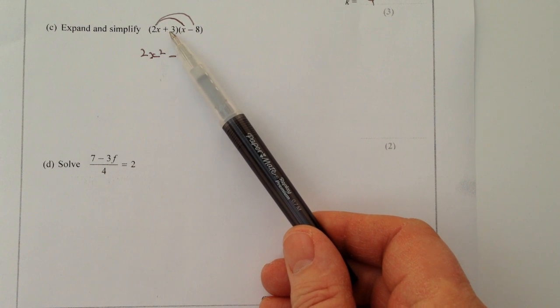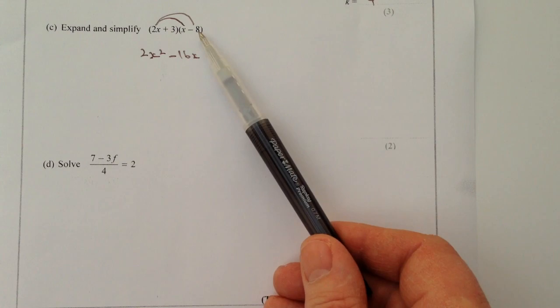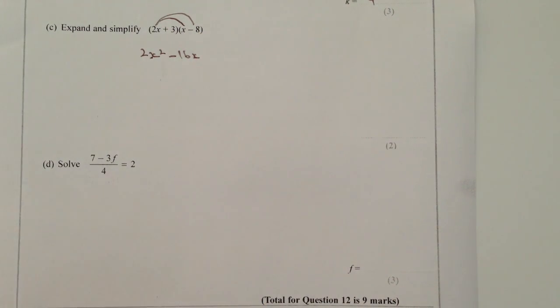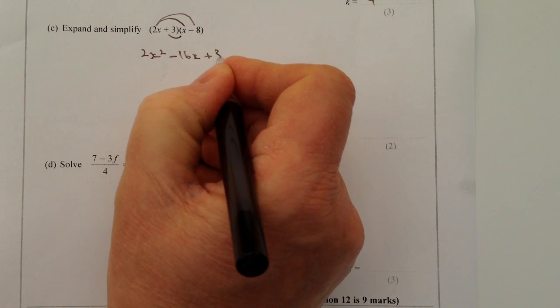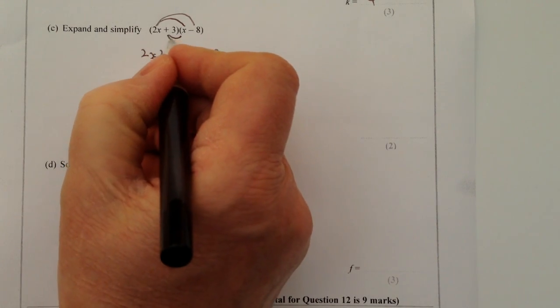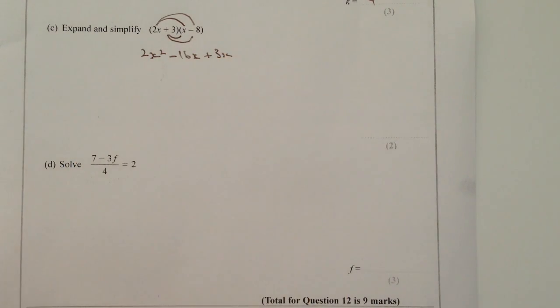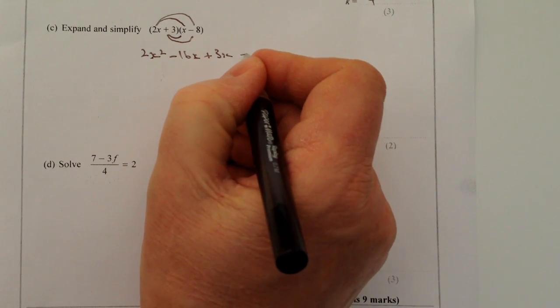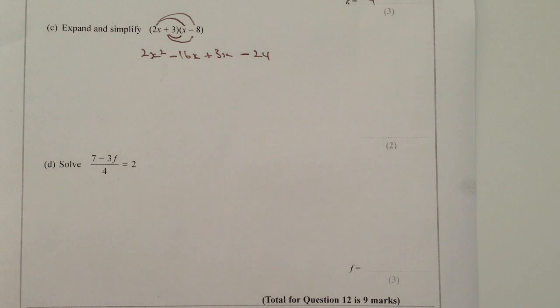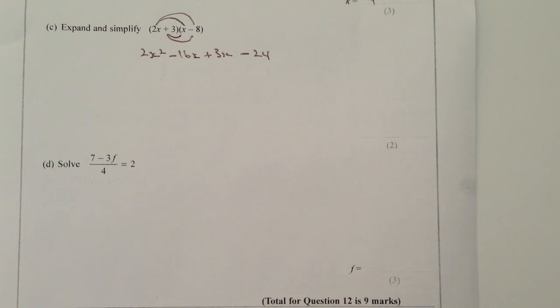I then need to look at the positive 3, and I'm going to multiply that by each of the terms in the second bracket. So positive 3 times x is going to give me plus 3x, and then positive 3 times negative 8. Well, remember that a positive times a negative is a negative, so that's going to be negative 24. And then really it's just a case of tidying that up, and that will actually answer this question.